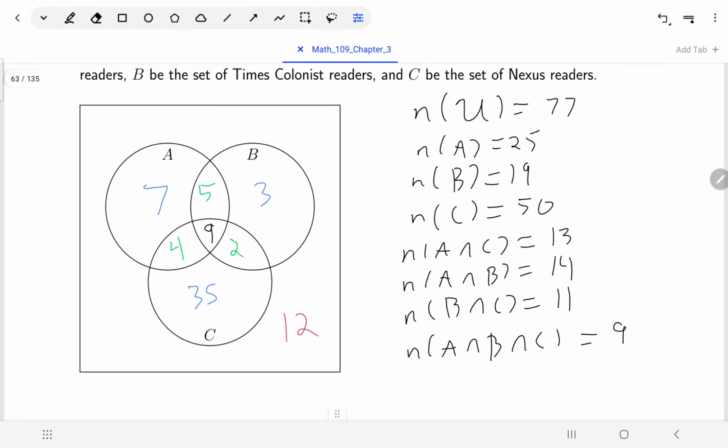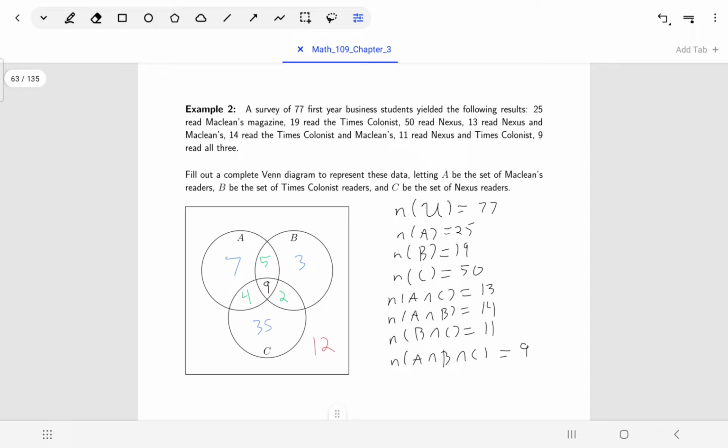So now we can say all kinds of things about the readership of these business students. We can talk about how many read 1 paper or 2 or 3 or none of them. So let's do some follow-up questions.